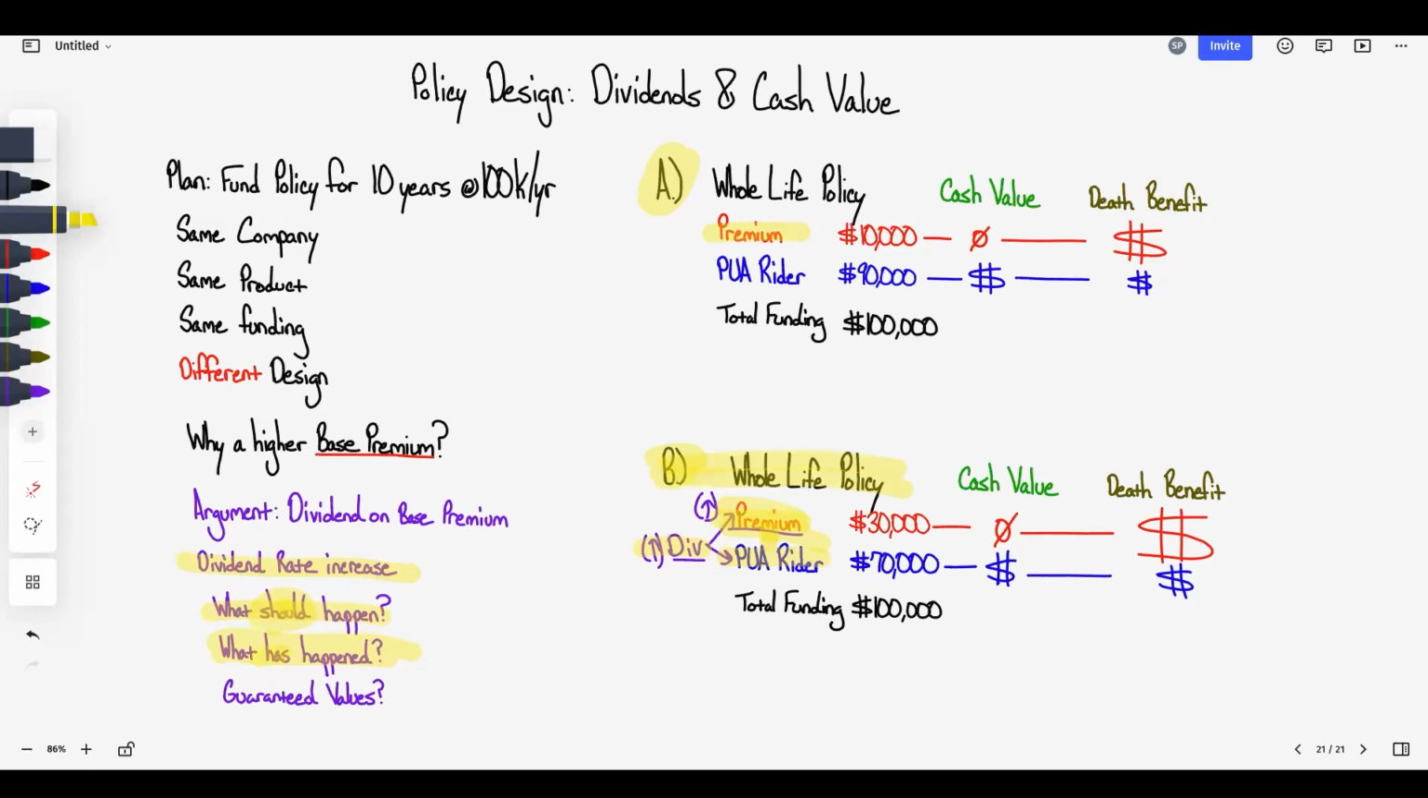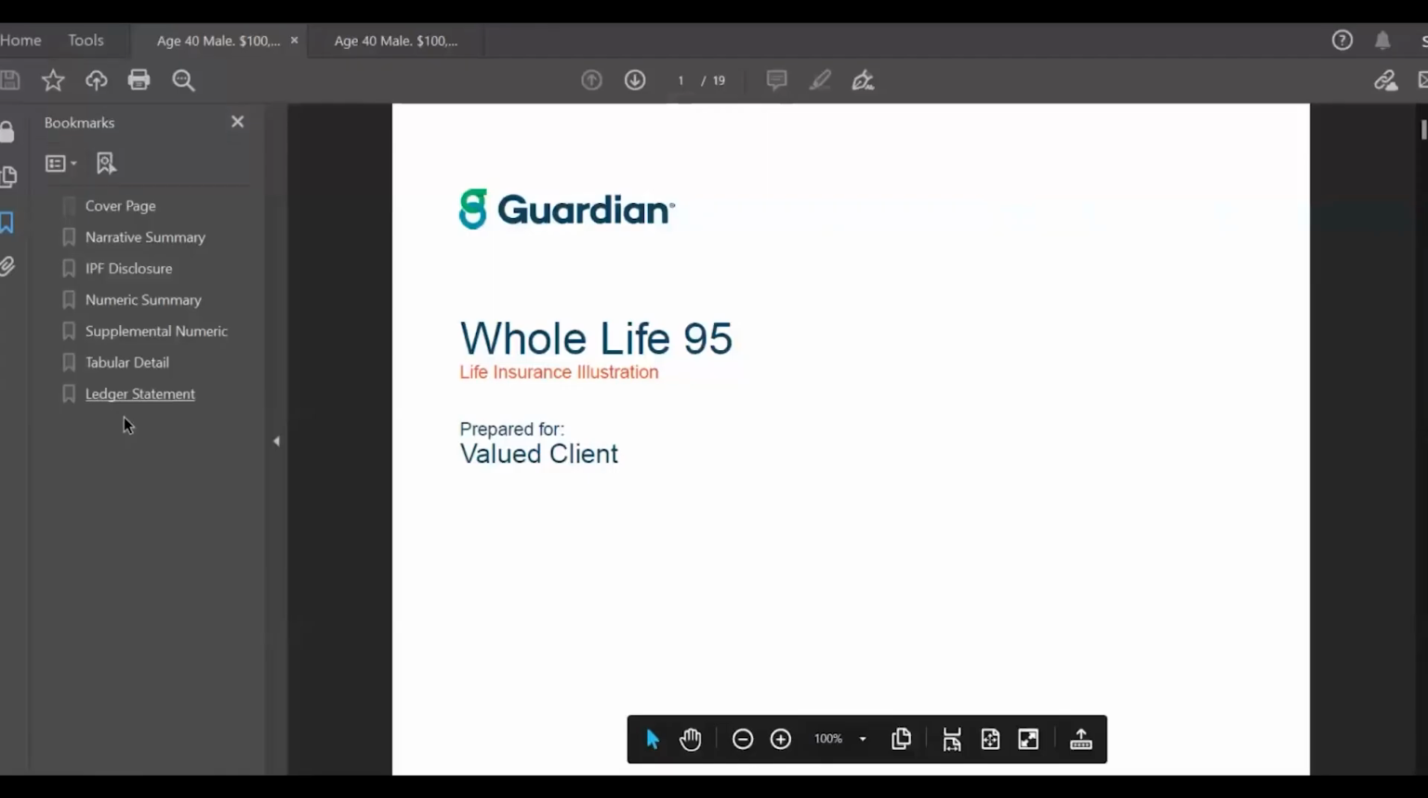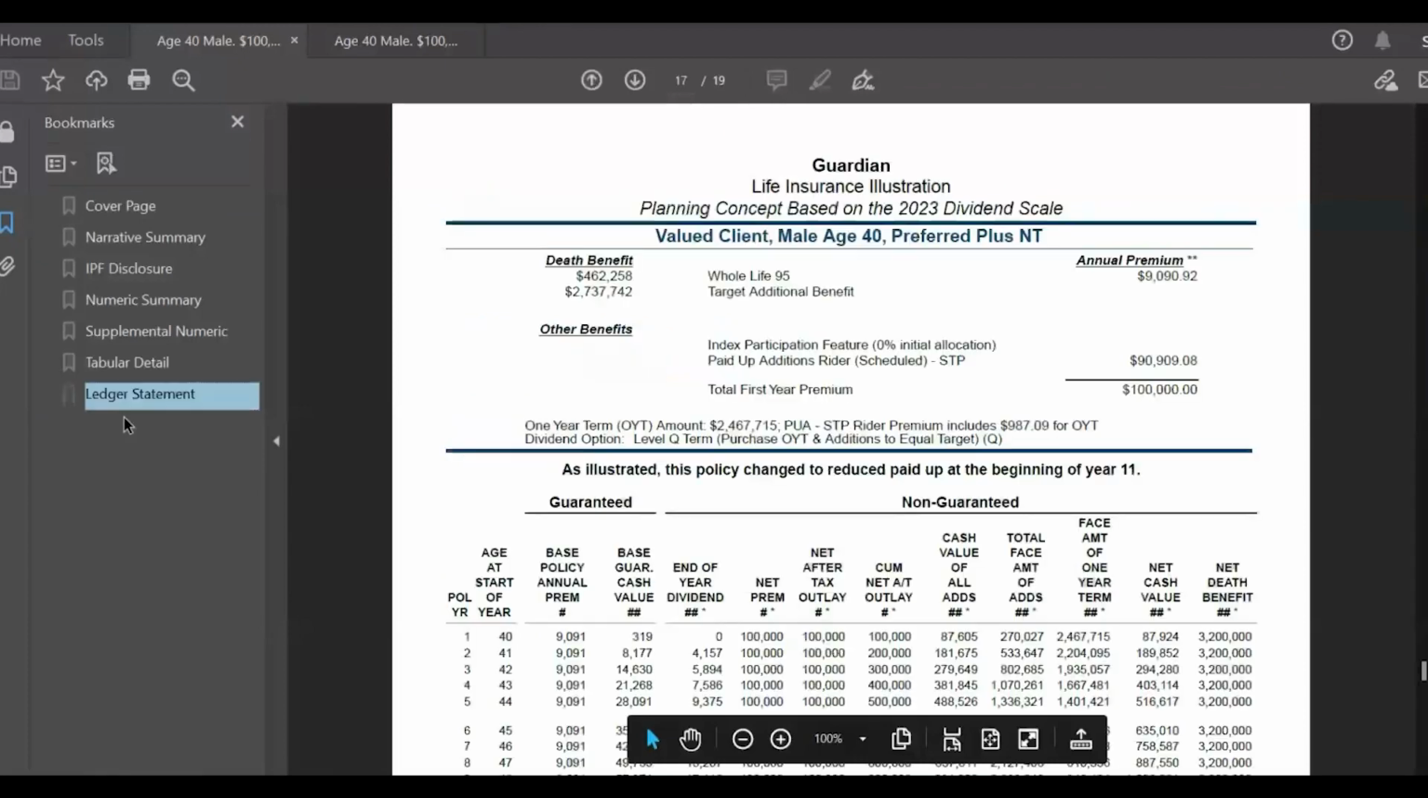So we'll look at what has happened, and then also the guaranteed value. So let's take a look at the numbers here. And before we just dive into the Excel workbook, let's look at the illustrations. So first we'll look at that 10% premium example, that 1090 design. So what do we see here?